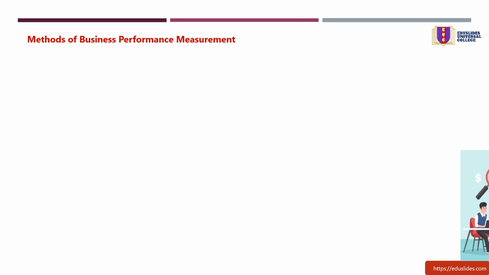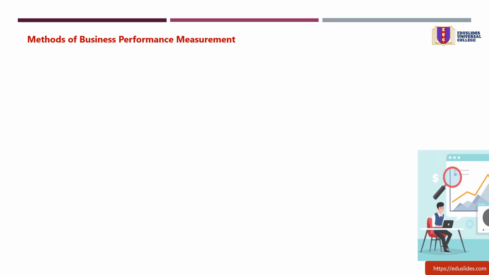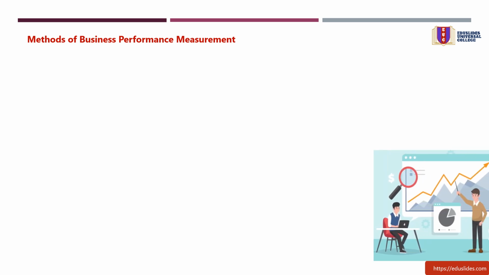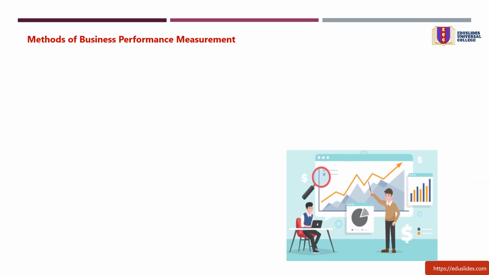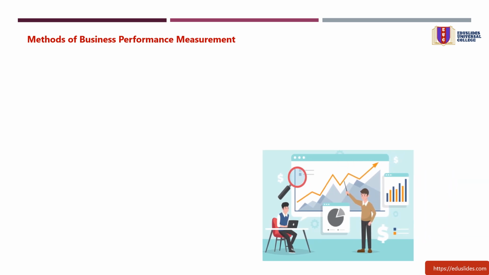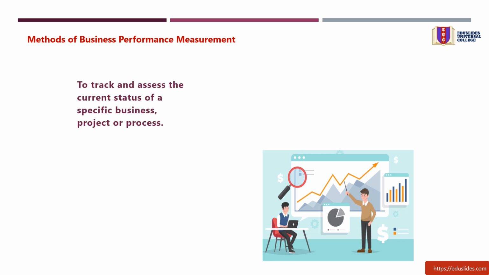Methods. Business performance measurement process. Business performance measures are a set of quantifiable metrics taken from various sources that, together with an appropriate analytical process, allow the management of a business to track and assess the current status of a specific business, project, or process. Some of the most common forms of organizational performance measurement include 1.